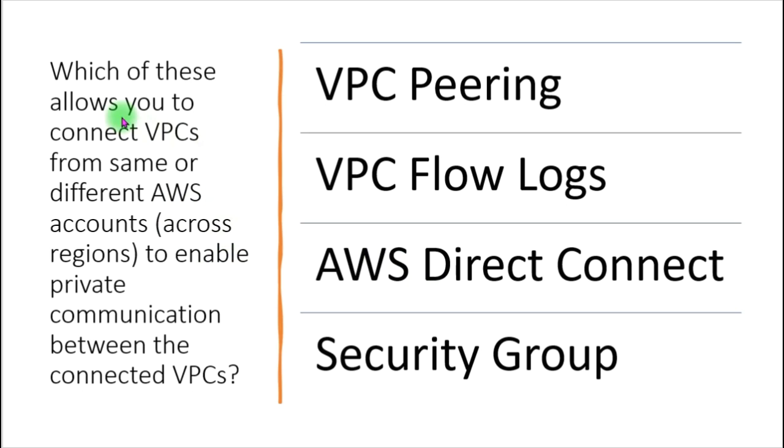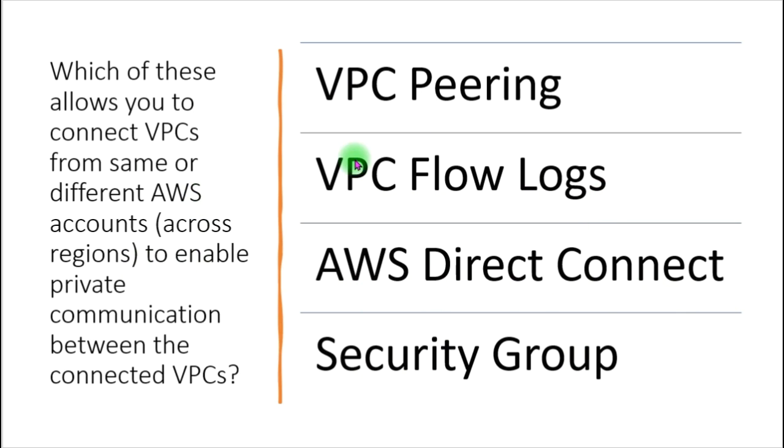Let's talk about this important question. Again, it is from networking. Which of these allows you to connect VPCs from the same or different AWS accounts, or across regions, to enable private communication between the connected VPCs? VPC is a virtual private cloud. The options we have: VPC peering, VPC flow logs, AWS Direct Connect, security group.